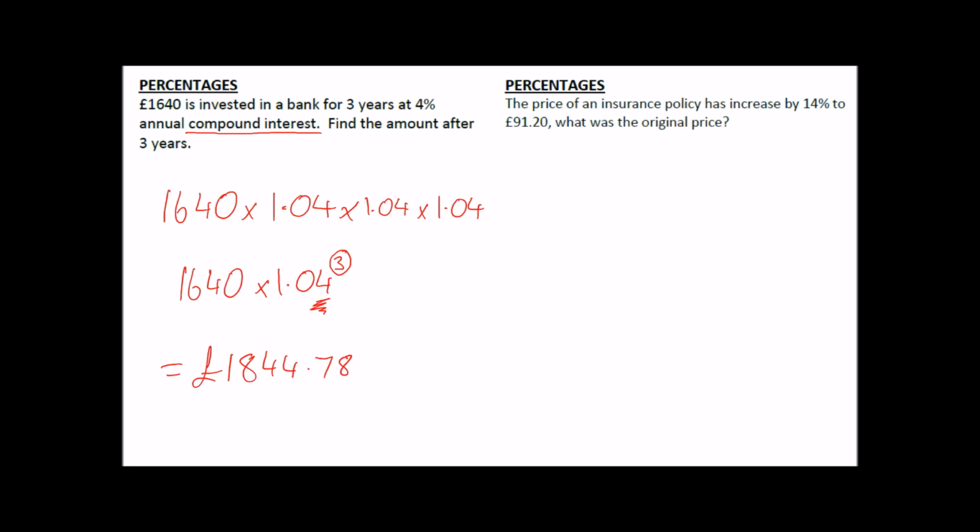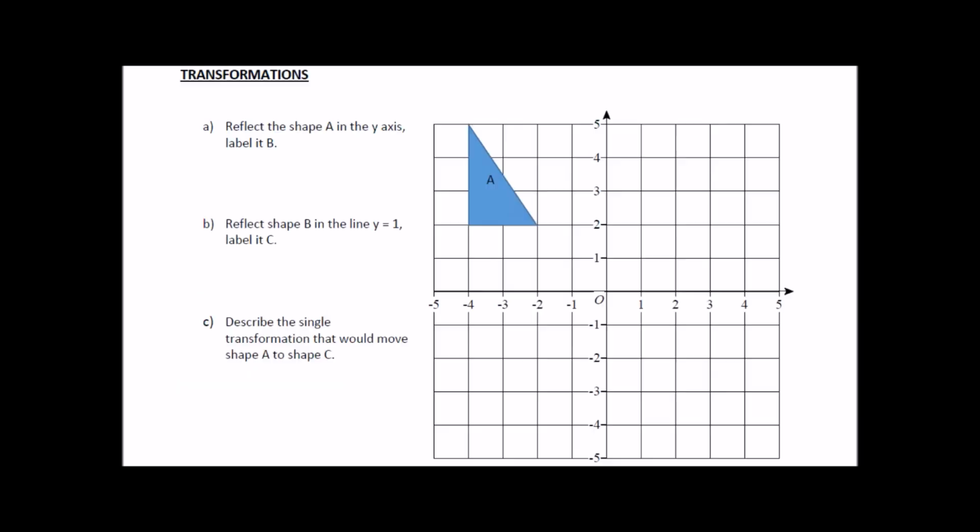The other big one is reverse percentages. So on this one, it says the price of an insurance policy is increased by 14% to £91.20. What was the original price? So the original price we don't know, we'll call it X. But if we did know it, we'd times it by 1.14 to get a 14% increase. And that would give me the answer of £91.20. So to work out X, I'm going to divide by 1.14. So £91.20 divided by 1.14. And that would give me that X is £80.